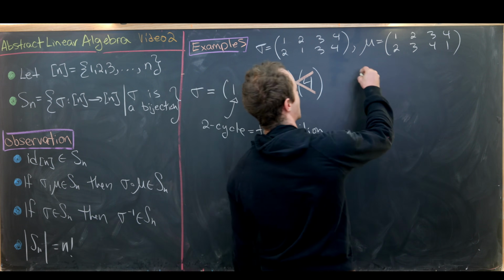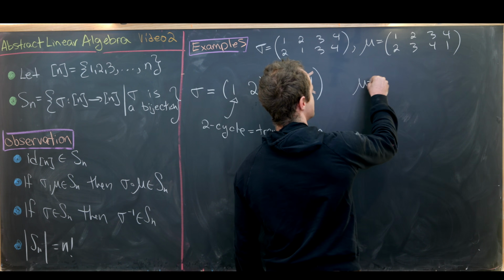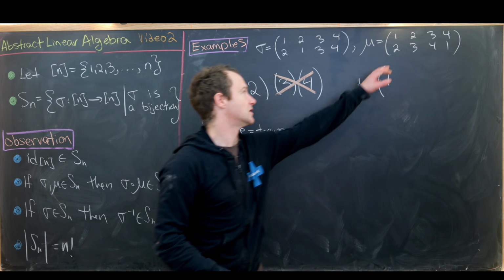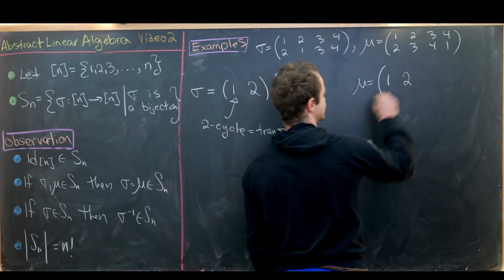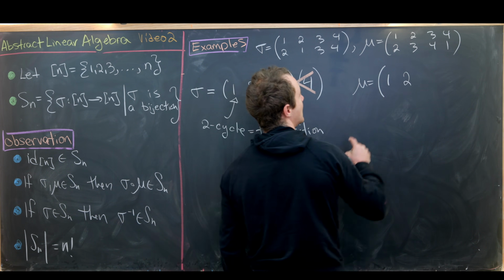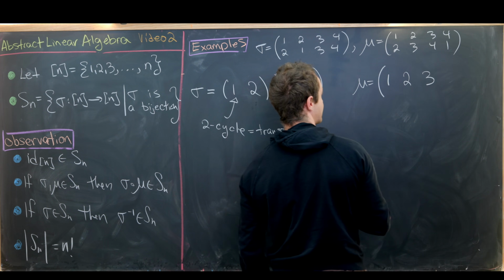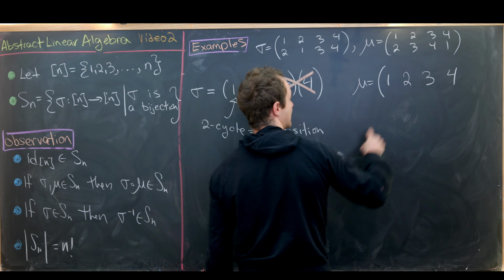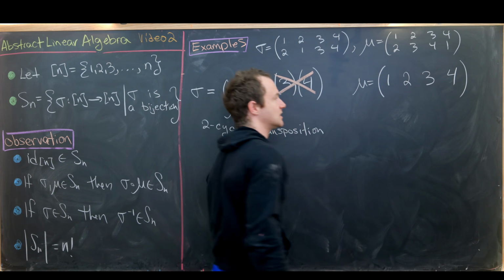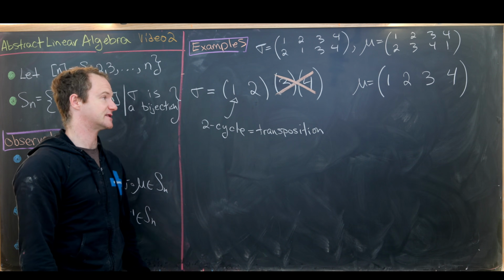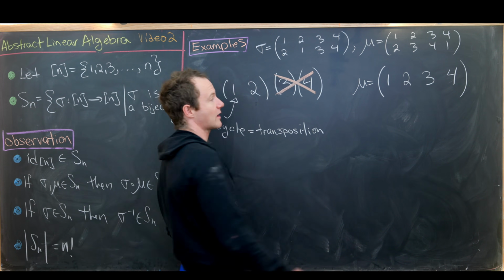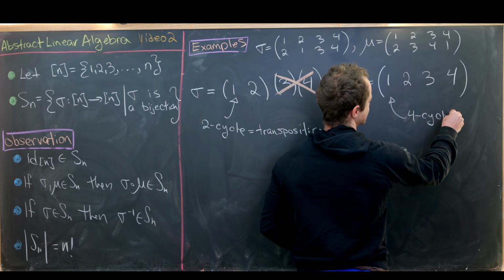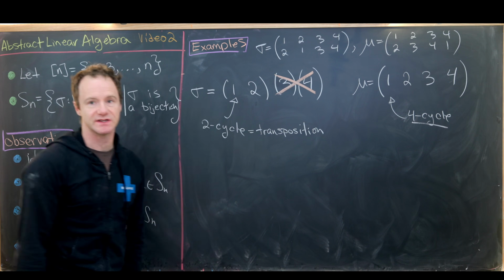Okay, so let's look at our example over here, our mu. So we'll start with 1. We'll look and see that 1 is sent to 2, so that means we write a 2 here. And then 2 is sent to 3, we'll write a 3 here. 3 is sent to 4, we'll write a 4 to the right of that. And then 4 is sent back to 1, that means we close this up. That completes the loop. Oh, and while we're at it, let's notice that this is a 4 cycle. And this is a 4 cycle because there are 4 entries.